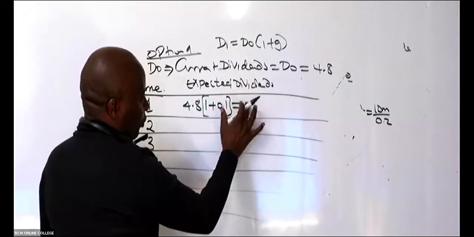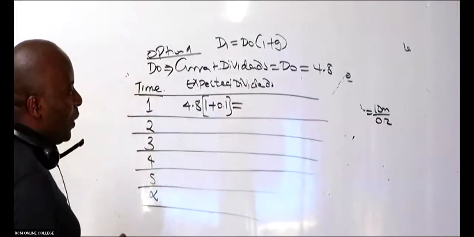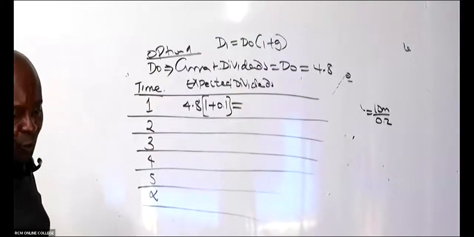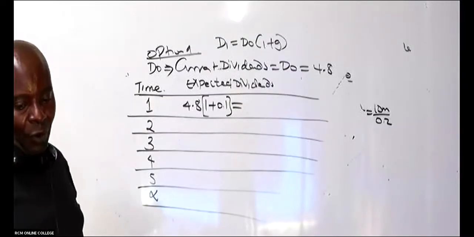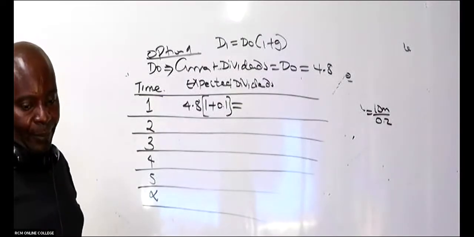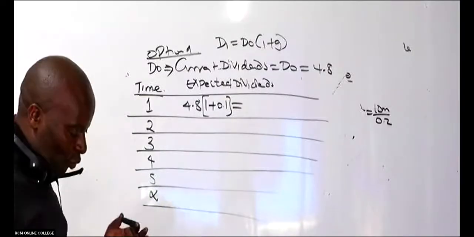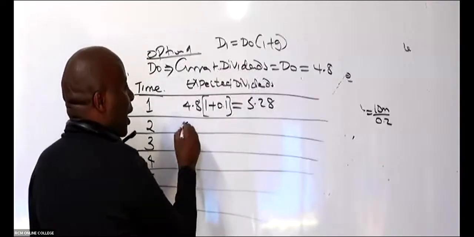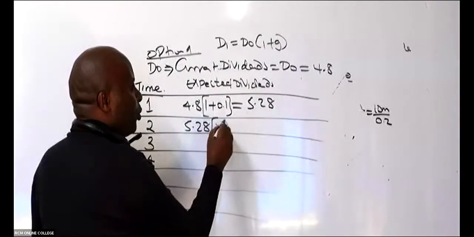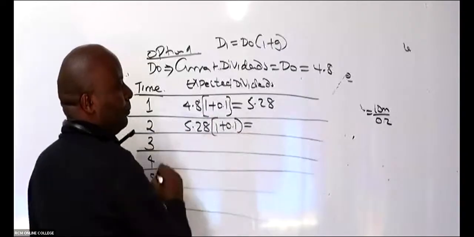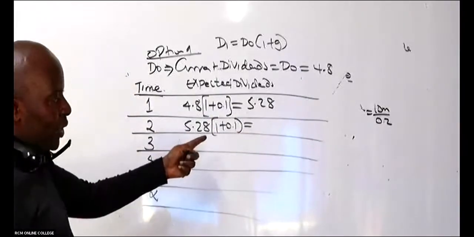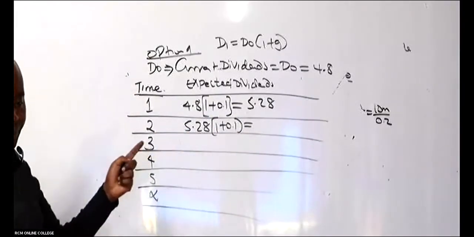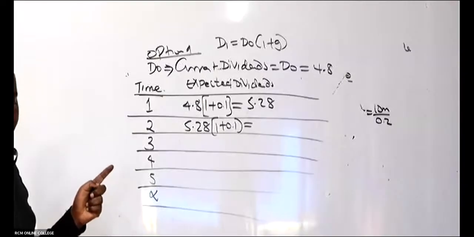Is there somebody who is able to give me this figure? 4.8 times 1.1. Joanne is giving me a figure of 5.28. Thank you so much. So we have 5.28. We shall still pick this and multiply it with 1 plus 0.1, because the 0.1 is constant for the next 3 years.